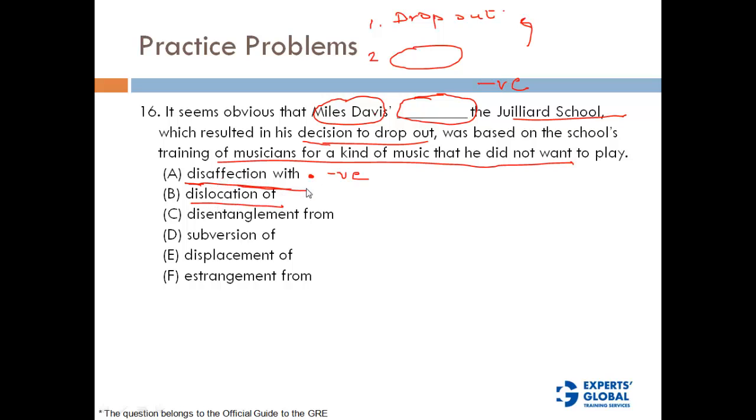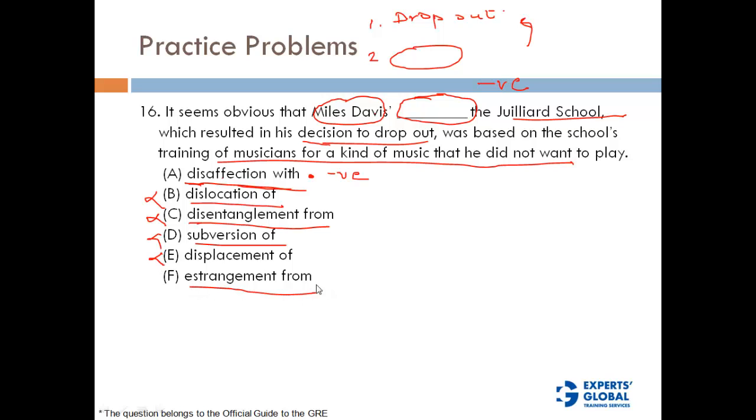Dislocation of the school, it doesn't sound correct. It's not grammatically correct. Disentanglement from would be freeing away from the entanglements of school. So that does not lead to his decision. That is not correct. Subversion, that means getting subverted into the school, doesn't go in this context. Displacement of school does not go in the context.